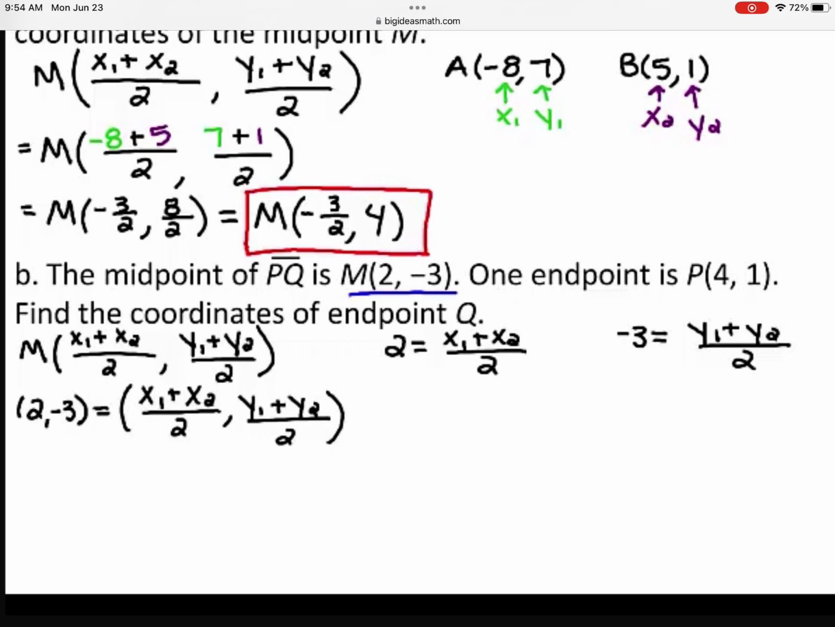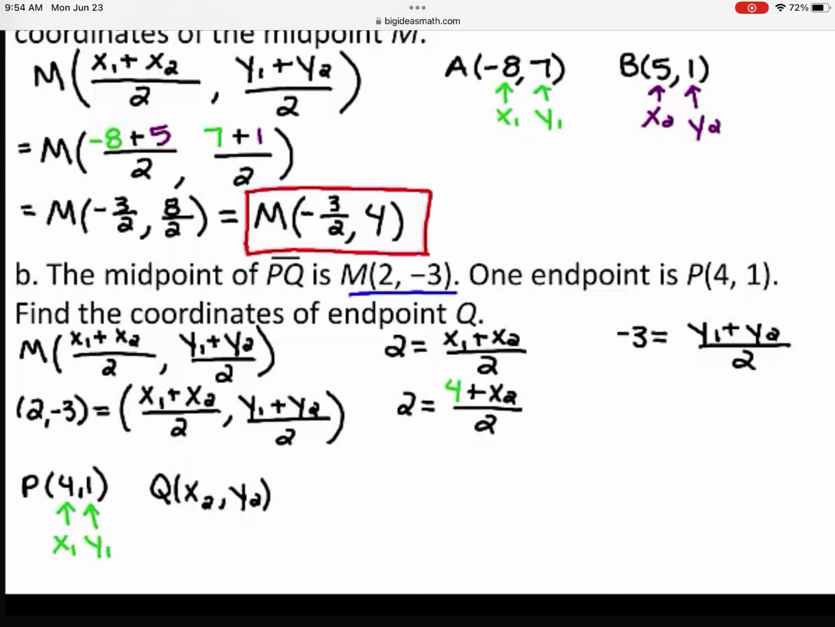Now, you are also told that one endpoint is P(4, 1). Let x1 equal 4 and y1 equal 1, and let the coordinates of endpoint Q be (x2, y2). To find the x-coordinate of endpoint Q, you can first substitute 4 in for x1 in the equation 2 equals x1 plus x2 all divided by 2.